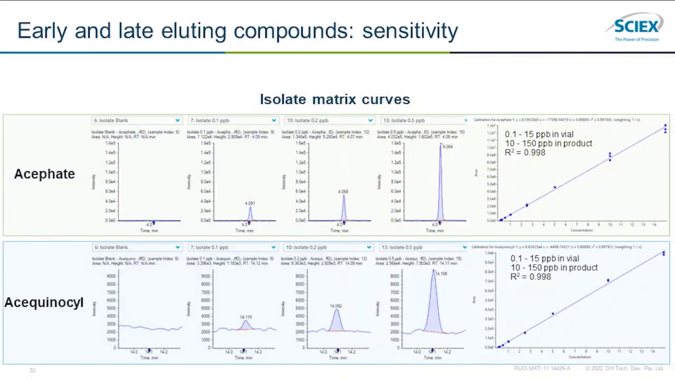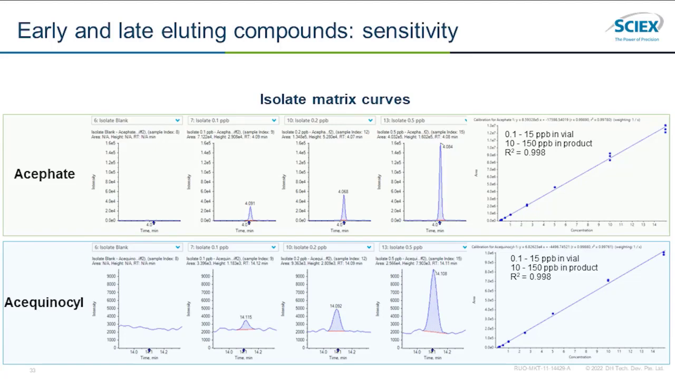So just to tie into what we were doing before, if we again look at acephate, that early eluter, in our isolate matrix curve, we can see, okay, great. Even at low levels, so 0.1 ppb in vial, so that would be 10 ppb in matrix, we've got a nice peak there that we can integrate. We've got a nice linear curve up to 1.5 ppm in product, or 15 ppb in vial.